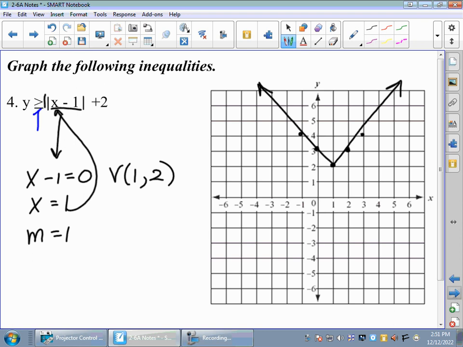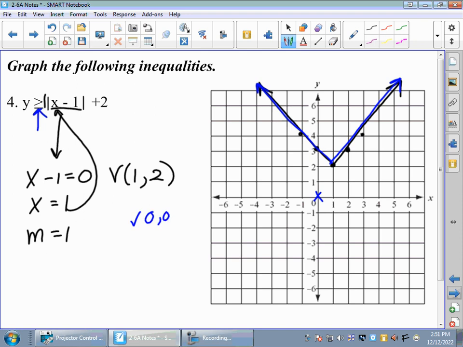Okay, now we look at the actual inequality. It says it's greater than or equal to, so it's solid. I'm going to leave it solid. We don't have to break it. And then pick a point not on it. We could use the greater than thing. It's going to be inside. But let's just pick a point not on it. Remember, that greater than thing doesn't always work.